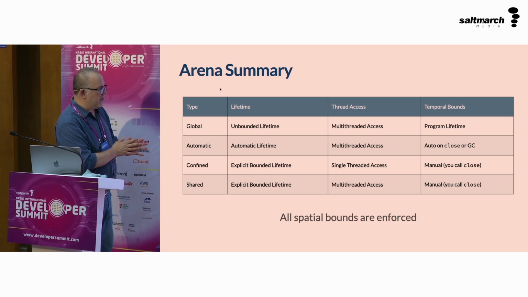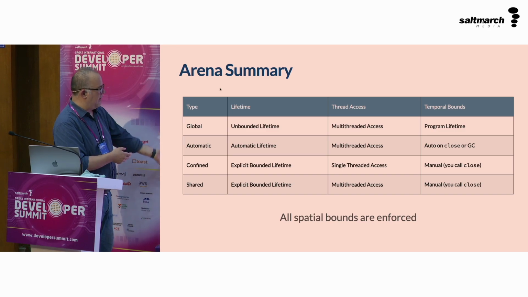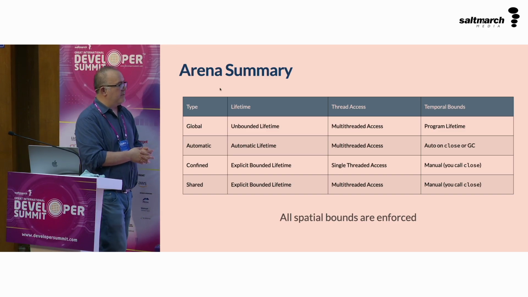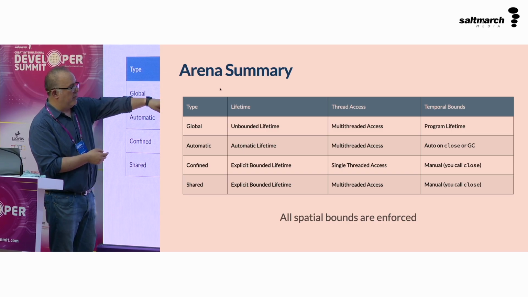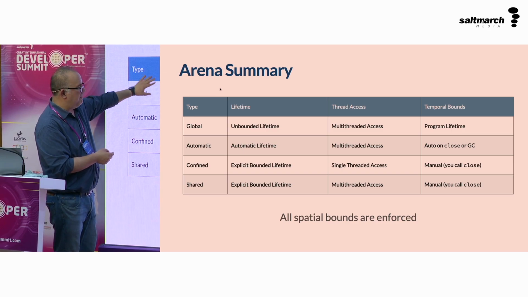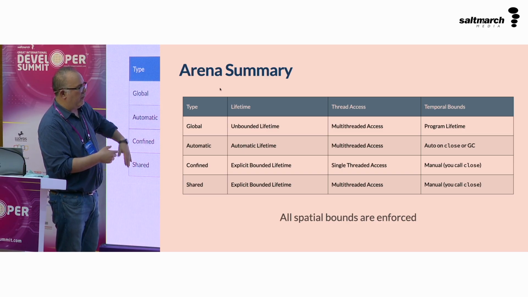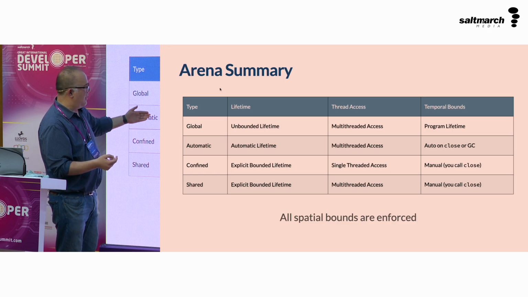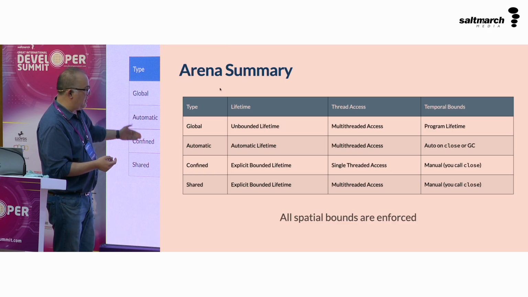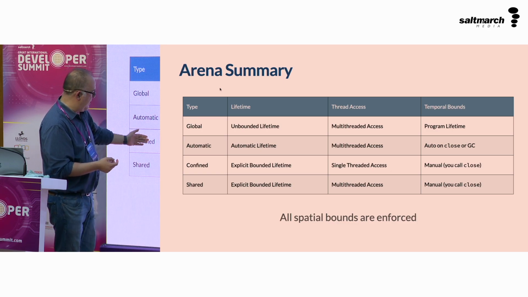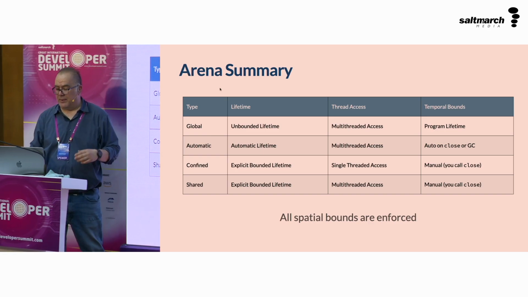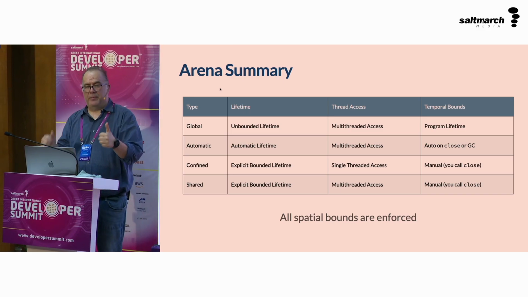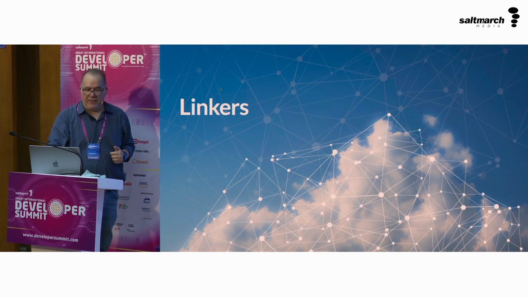Confined is easier, I think, to work with for samples, but you have a lot of these in case you want to set up some memory. So again, as far as the temporal bounds, this one is program lifetime. All of these have whatever space that you wish to use. Automatic will close on GC. Confined will be manual. You decide when to do that, which means you could put that in a try with resources, and shared will be manual. Okay? Cool. All right.